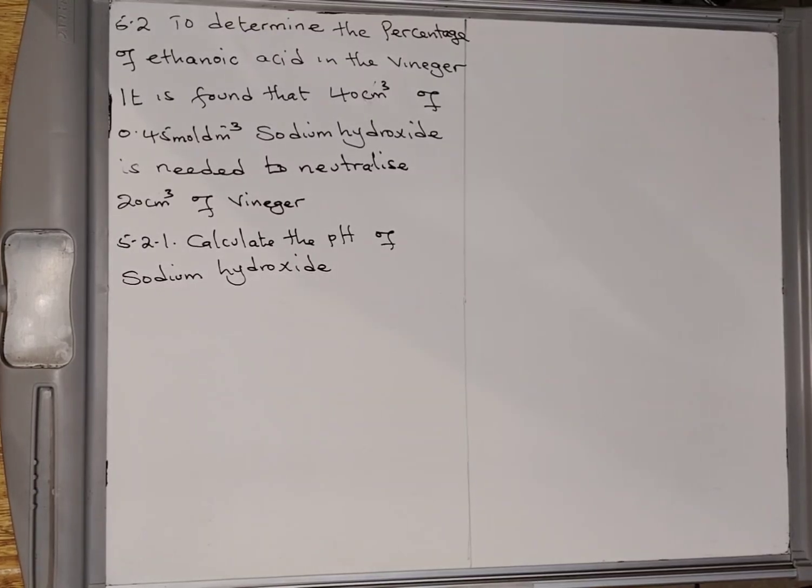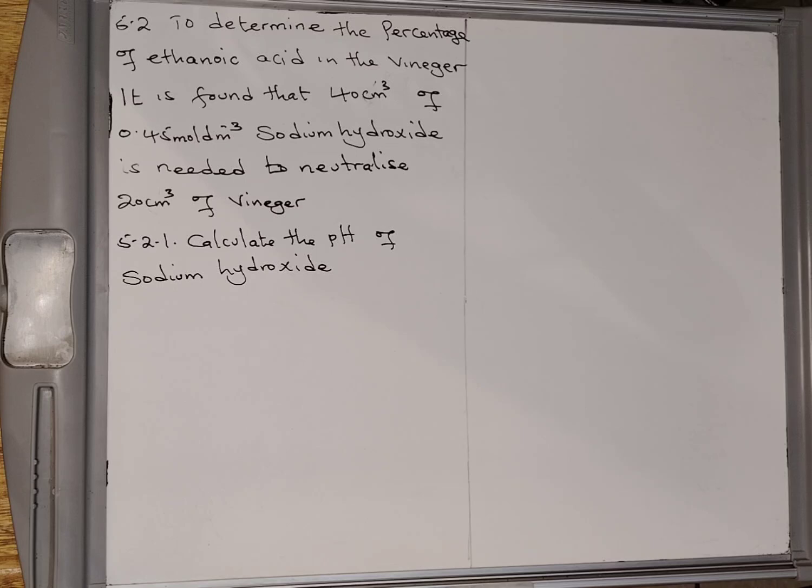Then comes this question. It says, to determine the percentage of ethanoic acid in vinegar, it was found that 40 cubic decimeter of 0.45 moles per cubic decimeter sodium hydroxide is needed to neutralize 20 cubic decimeter of vinegar. The first question: calculate the pH of sodium hydroxide.